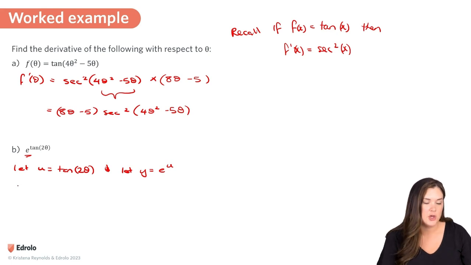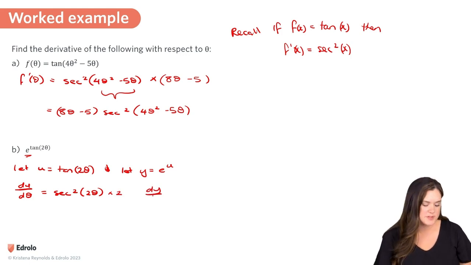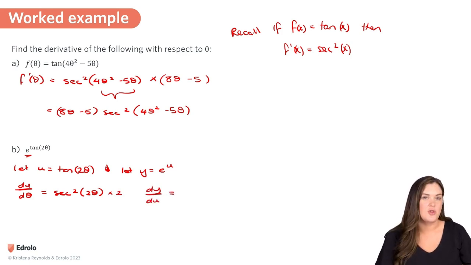So differentiating u with respect to theta, I end up getting sec squared 2 theta multiplied by the derivative of the inside part there, so I'm just going to be multiplying by 2. And then differentiating y with respect to u, if we remember from a few lessons ago, the derivative of e to the power of x, or in this case u, is just going to be the exact same thing, so e to the power of u. So now when differentiating, we are just going to multiply the two derivatives together.